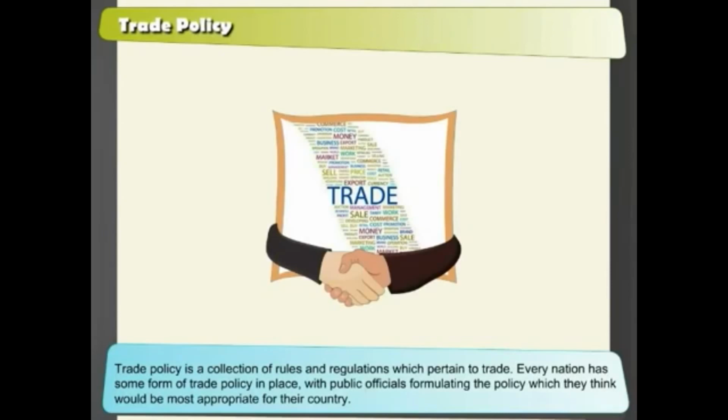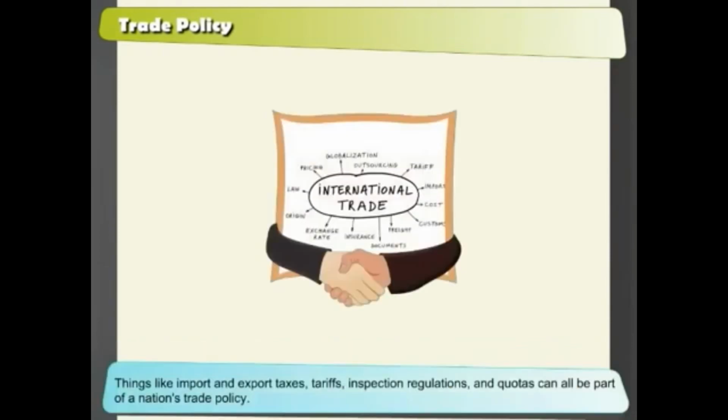Every nation has some form of trade policy in place, with public officials formulating the policy which they think would be most appropriate for their country. Things like import and export taxes, tariffs, inspection regulations, and quotas can all be a part of a nation's trade policy.